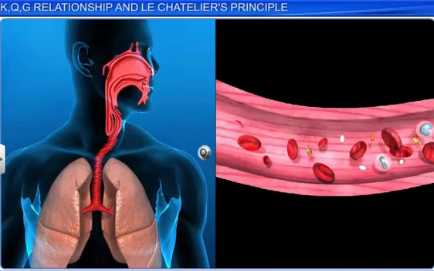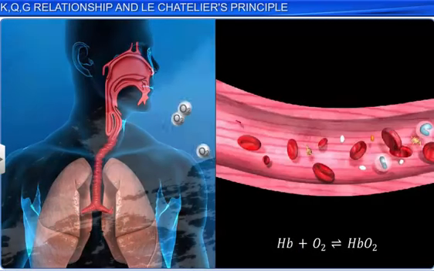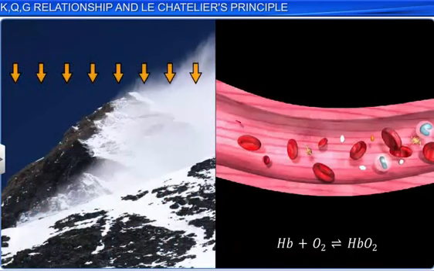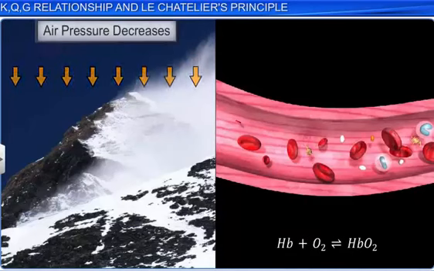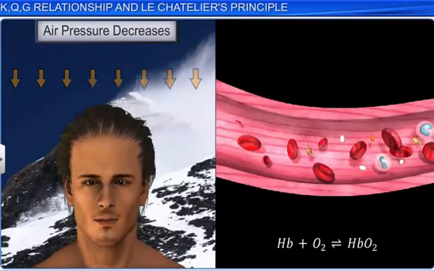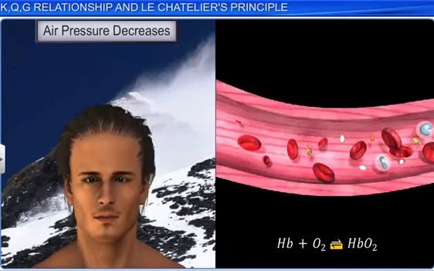Equilibrium exists between oxygen and hemoglobin, which can be represented as Hb plus O2 in equilibrium with HbO2, where Hb stands for hemoglobin. A healthy equilibrium is maintained as long as there is sufficient oxygen in the air. At high altitudes, the air pressure decreases, and it becomes difficult to obtain the oxygen needed. This results in a shift of the equilibrium to the left, away from the oxygenated hemoglobin.